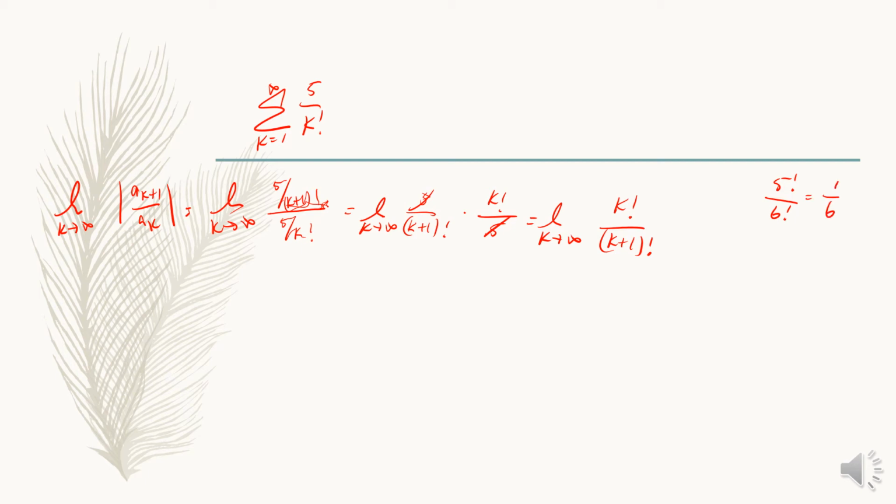You can actually write out the terms and see that. So I get the limit as k approaches infinity of 1 over k plus 1. And as k approaches infinity, this entire thing goes to 0. 0 is less than 1, which is good. So that means that my original series converges.